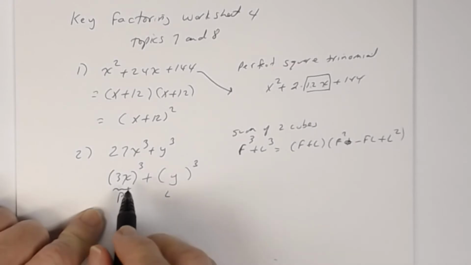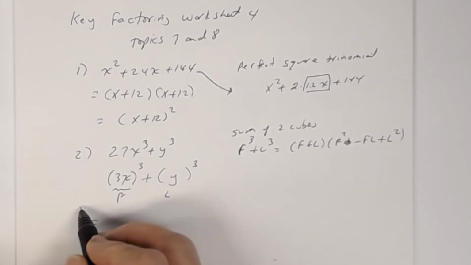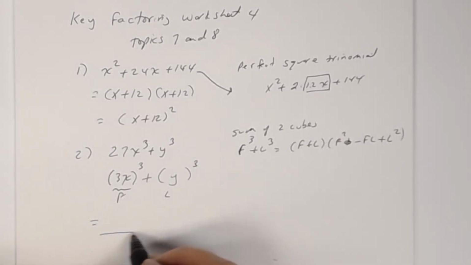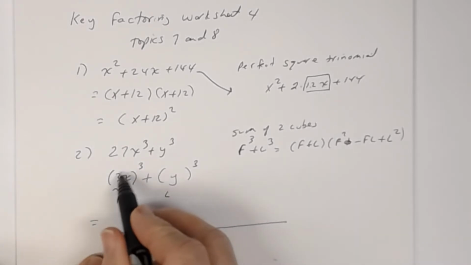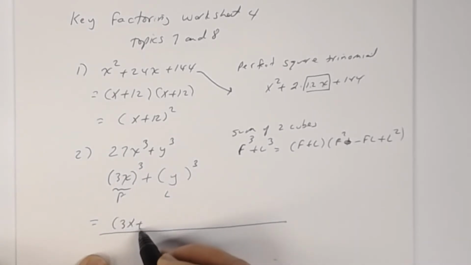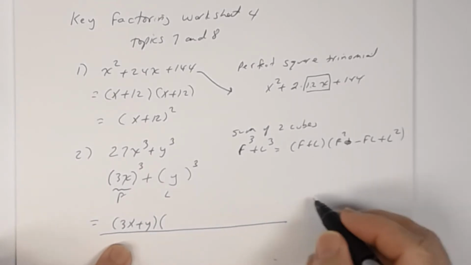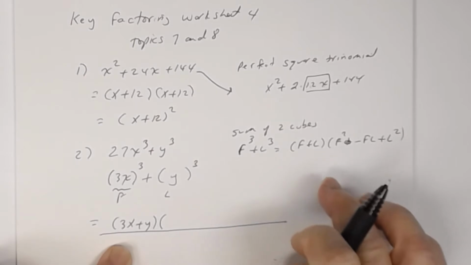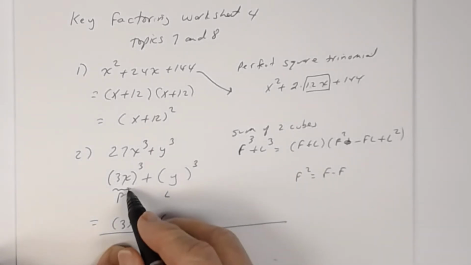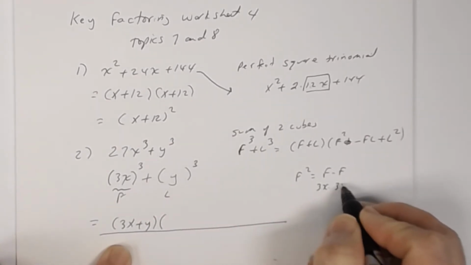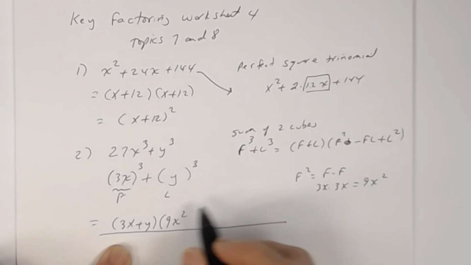All right, and so according to our formula, when I factor, this is going to be my answer here. So when I factor, I get this binomial f plus L. So f is 3x plus L, which is y, times, and then I square f. Now go off to the side and think about what it is you're doing. So f squared here means f times f, right? Well, f is 3x, so 3x times 3x is 9x squared. So that goes here, 9x squared.